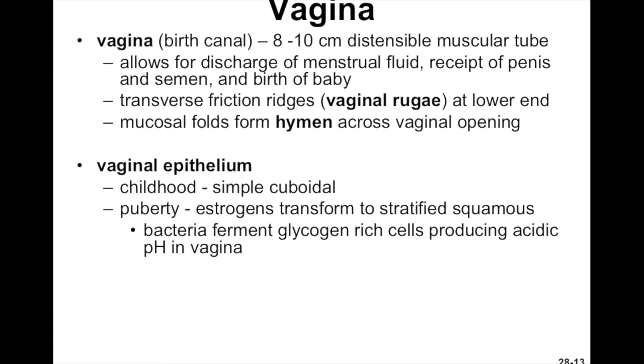There are different folds and ridges in the vagina. You have transverse friction ridges. Right, friction ridges sound very similar to what's on your fingertips, right? That's what they call fingerprints. The transverse friction ridges move across the vagina this way, right? And they're called vaginal rugae, and they're towards the lower end, all right? And then you also have mucosal folds on top of it where the hymen is formed.